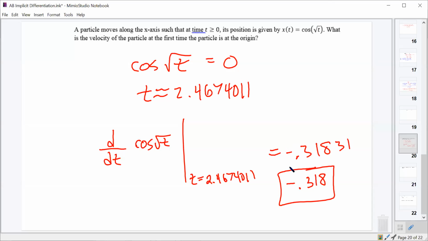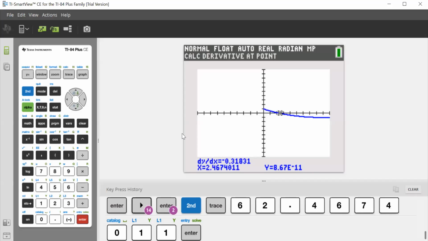So didn't we just find the derivative of cosine of square root t? When did we evaluate it at that specific x, or did the calculator just do that on its own? The calculator did that for us. What we did on the calculator was we found that x value, and then we said what's the derivative at this x value, and it was negative 0.31831. So when you hit derivative, it evaluates the derivative at that point. I had to type in the 2.46740. Oh, yeah, I remember doing that now.